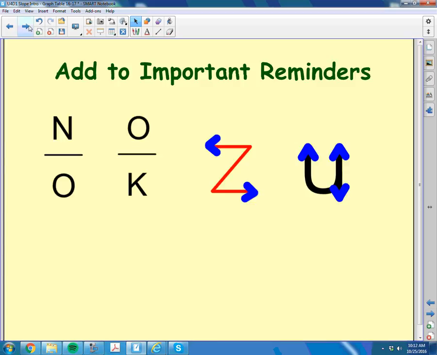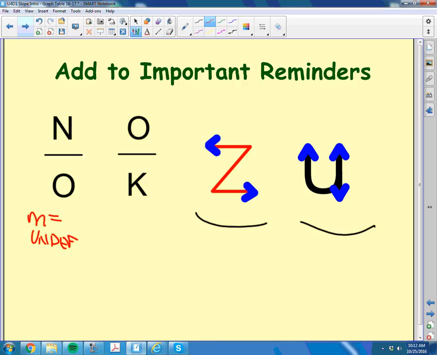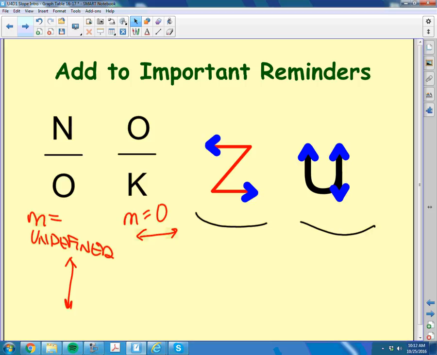Another way to think about it is this. These are the tricks that I like. So this is M equals undefined because you cannot do it. It is not allowed. By the way, which means it's a vertical line. This is M equals 0. So it is a horizontal line. All these little different tricks. Doesn't matter which one you choose, as long as you pick one and you remember it.